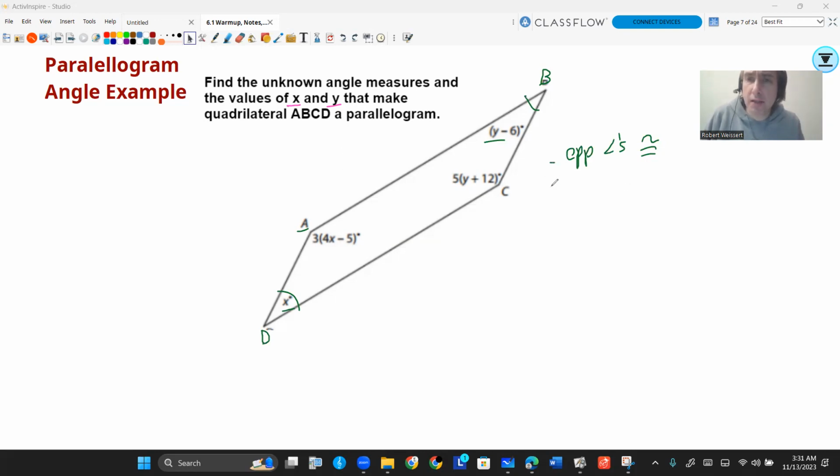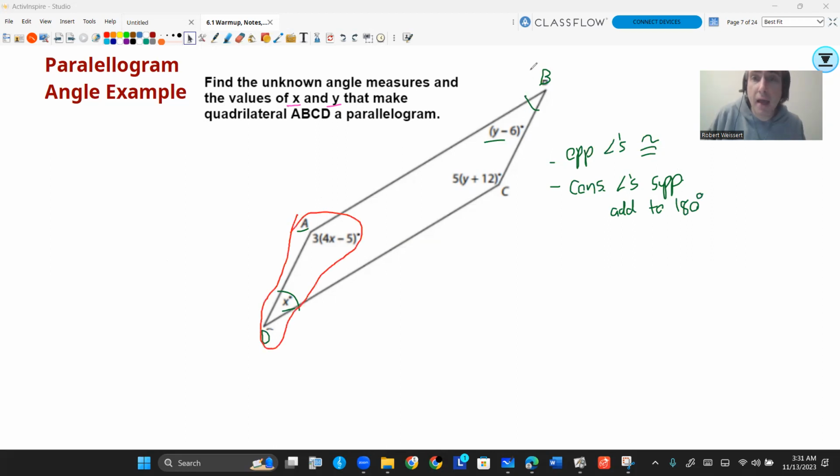But I do know that consecutive angles are supplementary. And remember, supplementary means they add to 180 degrees. Now I can work with that, because I have two sets of consecutive angles here, angle A and D, and angle B and C, that both have one variable that I can solve for. So I'm going to use this property to help us solve for x and for y. I'm going to start by solving for x.